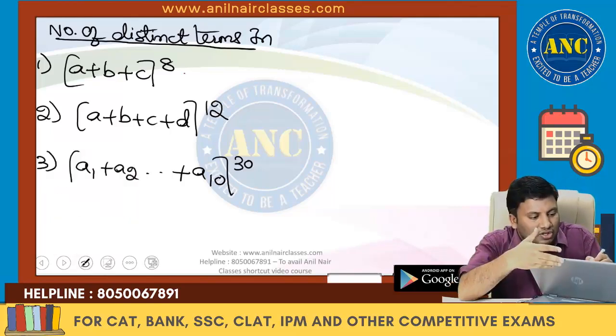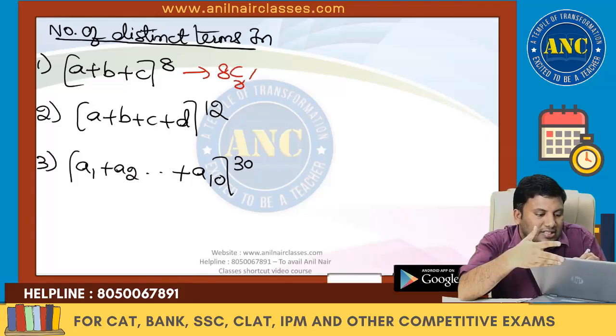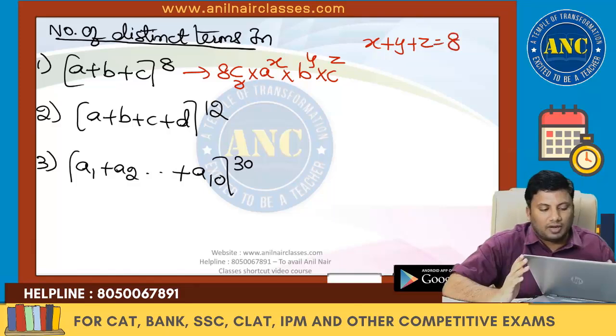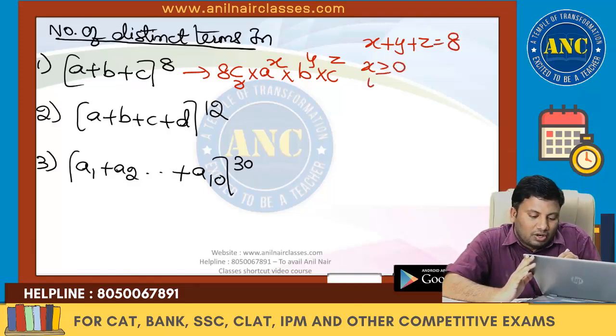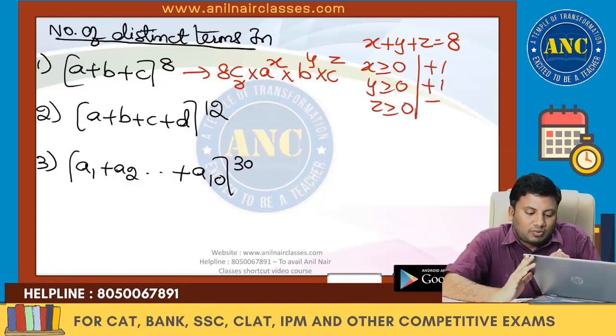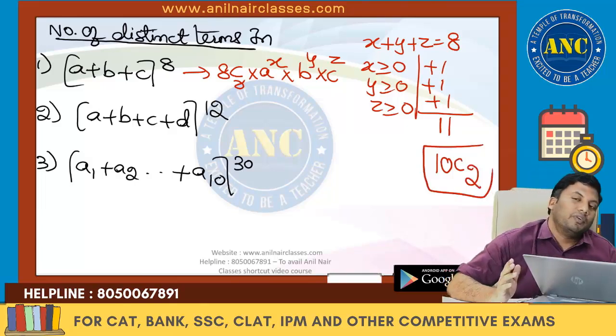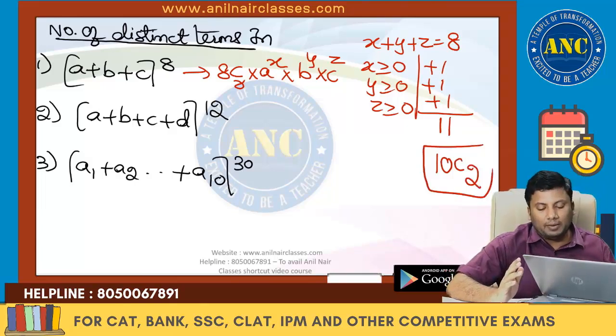It is easy. The general term is given by 8CR into a^x into b^y into c^z. The sum of the powers should be equal to the power on the left hand side: x + y + z = 8. Power can start with 0: x0, y0, z0. Add 1, plus 1, plus 1. 8 plus 3, 11. If 11 balls are kept in a line, there will be 10 gaps. For 2 variables, there is 1 cut. For 3 variables, there are 2 cuts. The answer is 10C2.